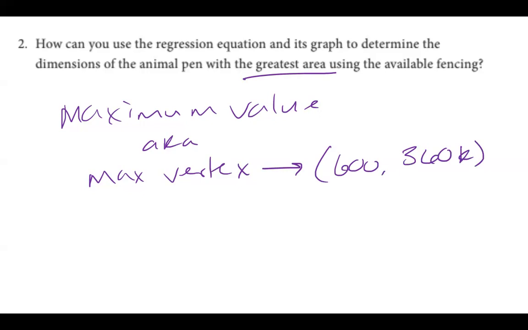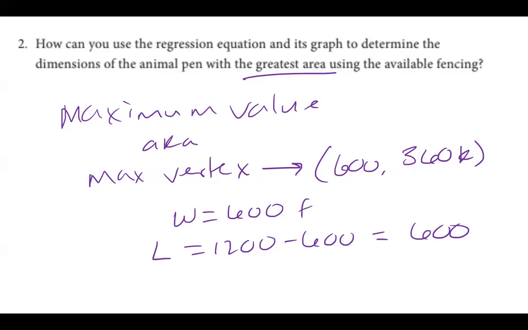Okay, which means that my width would have to be 600 and your length equals 12 minus your width. So 12 minus 600 means that my length would also have to be 600 feet, right? And our total area would be 360,000 feet squared.